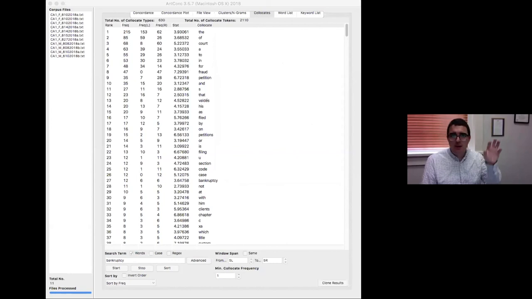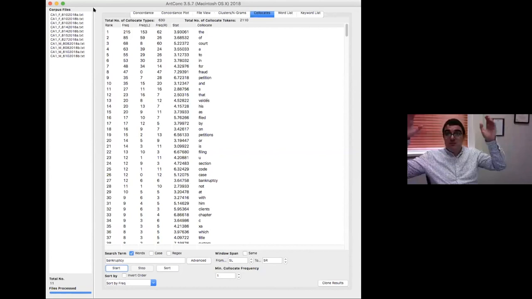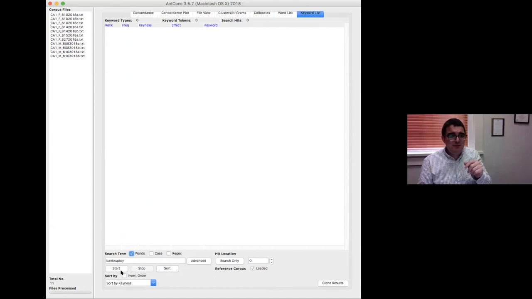You may not be. But what I did is I went to the settings, tool preferences, and there's keyword settings, and you can load a different corpus, right? So I've got this one small corpus of legal writing and then a much larger corpus of similar related legal writing. That's not the best comparison, but it does the job for what we want to do today.